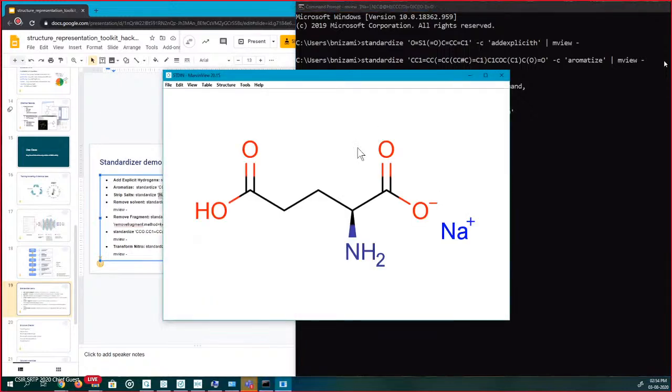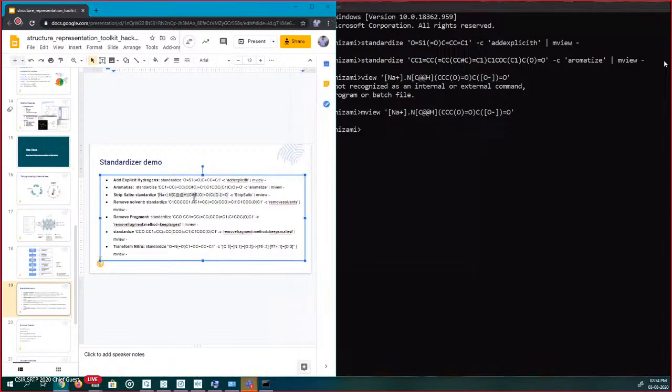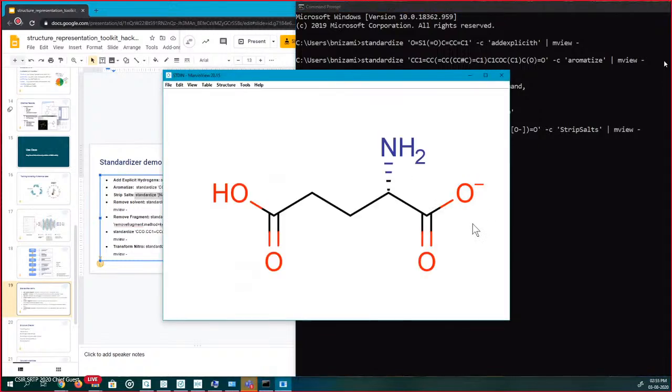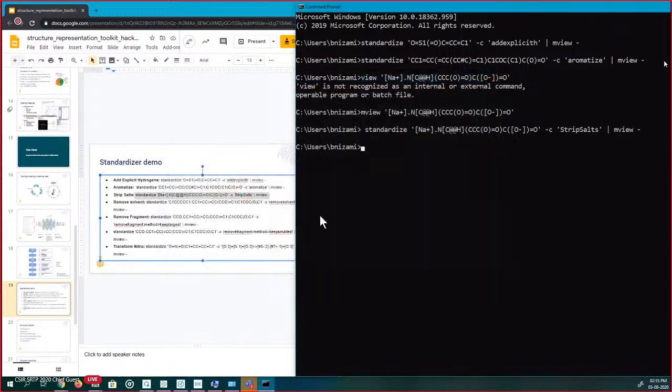It's coming up. So you see in my input molecule, it has this salt, it's a sodium salt of this compound. And of course, I don't want to use this as a sodium salt, so I want to remove this salt. That was my command here. So I will just quickly run this command, which strips the salt, and then the output is shown in the Marvin view, and you will see that the salt part is removed. Here it is, the sodium has been removed, and the main part of the molecule is preserved here.